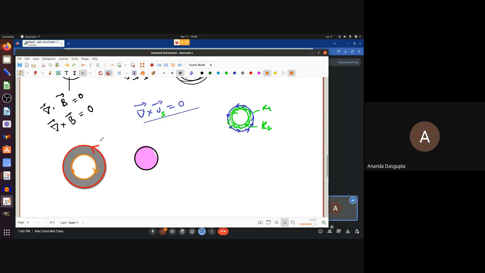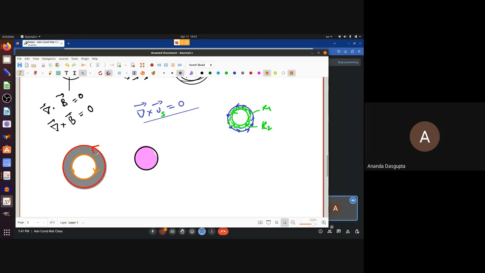And then if you use Stokes' theorem, it will be obvious that because curl of V vanishes everywhere here, the integral of curl of V dot ds over the gray region is zero. That means the line integral of V dot dl over the boundary is zero. Which means the line integral of V dot dl over the red curve plus the line integral of V dot dl over the orange curve together would give you zero. So they must be negatives of each other.